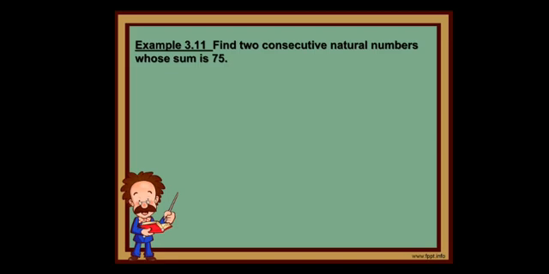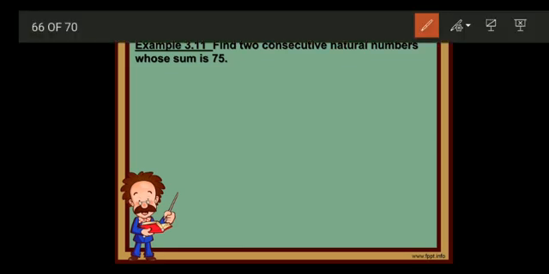Example 3.11. Find two consecutive natural numbers whose sum is 75. So what are consecutive natural numbers? First tell me what natural numbers are. Counting numbers are natural numbers. So we start counting from 1, 2, 3, 4, 5, etc. Numbers starting from 1, 2, 3, etc. are natural numbers. What is meant by consecutive natural numbers?